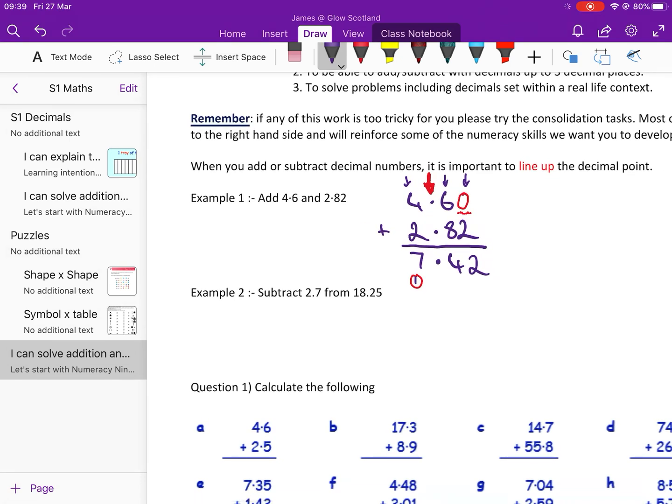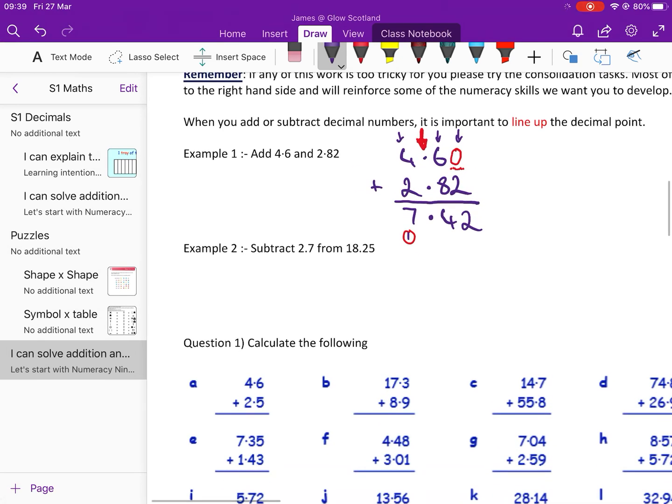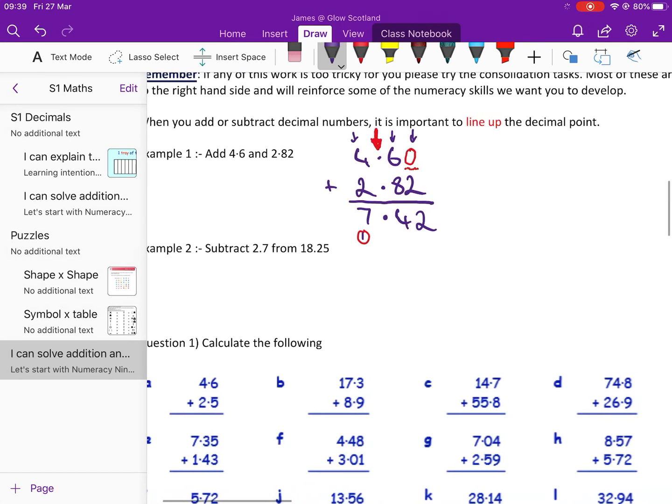I'm going to do a subtraction as well. So example 2 here says I'm going to subtract 2.7 from 18.25. So that means I've got my 18.25 on the top. I'm going to subtract 2.7 from that. Again, keeping the points in line. I'm going to need an extra 0 to match up this bit here. The same reasoning as above, I can put that in there because 2.7 is the same as 2.70.